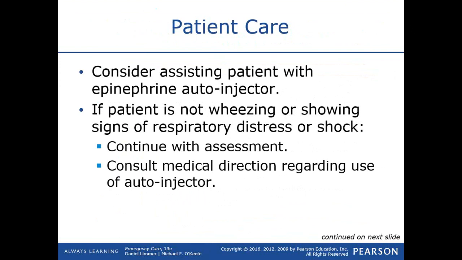If the patient is not wheezing or showing signs of respiratory distress or shock, then you just want to continue with your assessment and consult your medical director about whether you should use an auto-injector or not. Now, the presence of wheezing indicates bronchoconstriction or bronchospasm. The absence of wheezing doesn't mean that that's not occurring. For a patient to wheeze or whistle, they've got to move enough air. If their bronchioles constrict really tight, they're not going to move enough air to wheeze. So the absence of wheezing could be a good thing if their pulse oximetry is normal and they're not complaining of shortness of breath and don't have any signs of shock. But if the wheezing is absent and they have serious signs and symptoms, then their bronchioles are so tight that they can't move enough air to wheeze, and they are likely going to go into respiratory arrest.